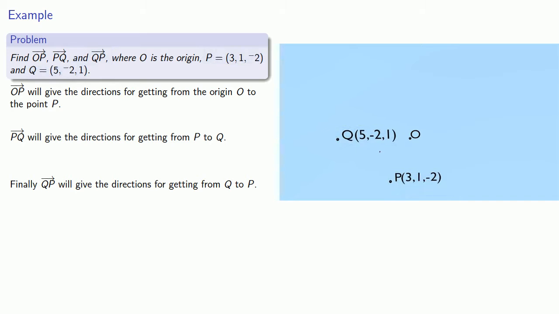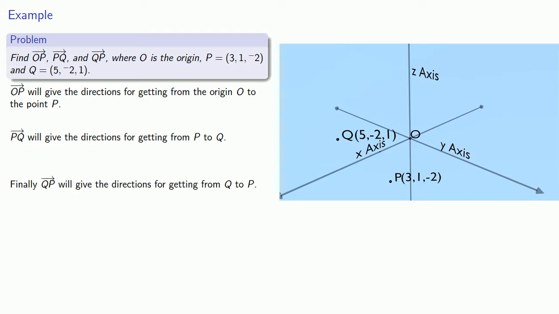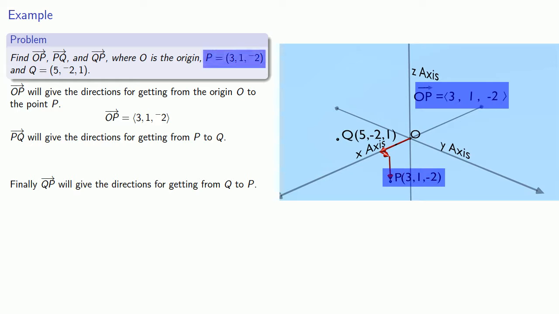To find these vectors, remember that we specify the location of a point in space by the use of multiple axes. So the vector OP is going to tell you how to get from the origin to the point P. So to get to the point P, we have to go 3 units along the x-axis, 1 unit parallel to the y-axis, and then down 2 units parallel to the z-axis. And so our vector will be (3, 1, -2). Notice that the components of the vector from the origin to the point are the same as the coordinates of the actual point. And that's going to be true in general because the coordinates do tell you how to get to the point from the origin.